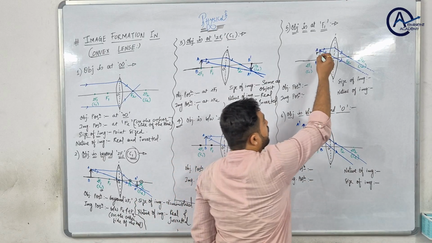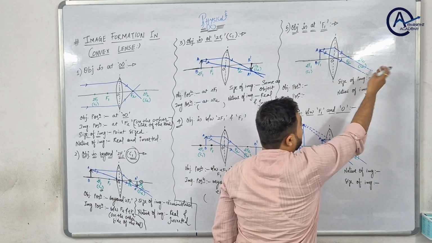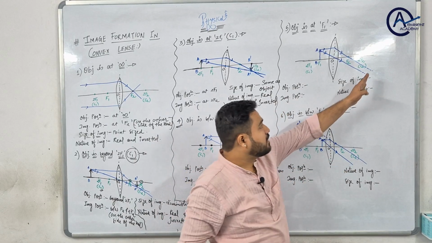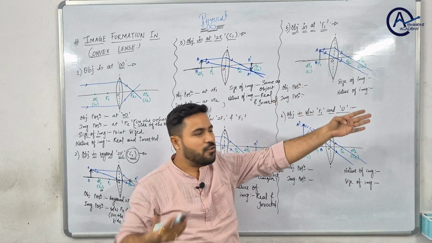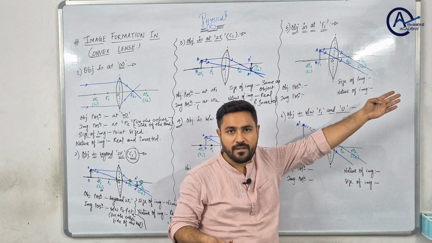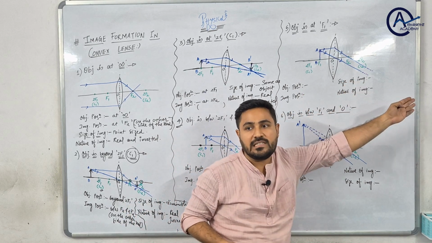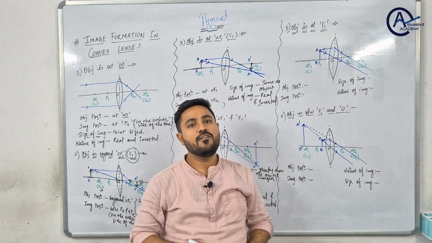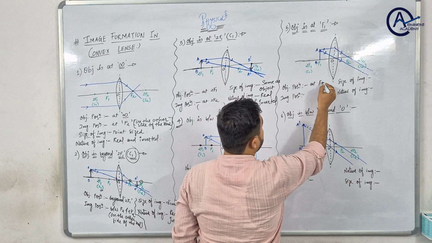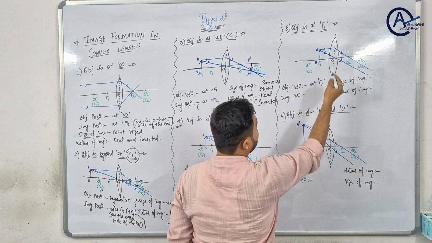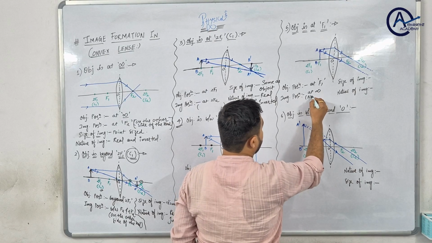Next case: the object is kept at f1, as you can see in the figure. Again we have applied two rules. We can say that the image will be forming at some larger distance, at infinity, or we can say the image is not forming, because we cannot see exactly where the image is forming. So the object position is at f1, and the image position is at infinity or not forming.